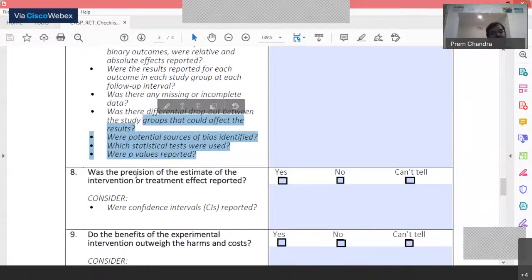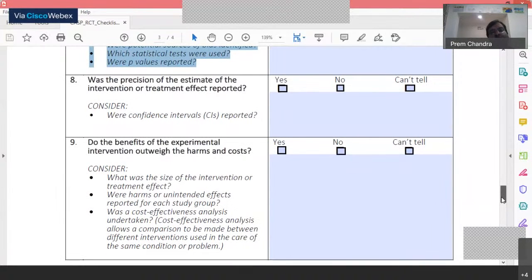Number 8 is about whether the precision of the estimate of the intervention treatment effect was reported. When I say precision, we are talking about the 95% confidence interval. I am sure you all know that when we report a p-value, we must also report a 95% CI to measure the precision of the estimate that we get.